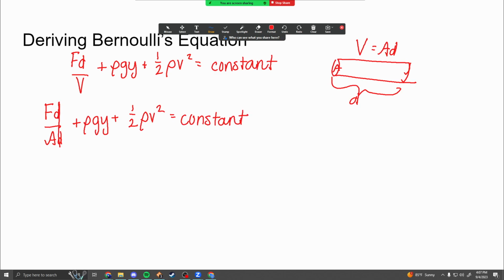Cancels. And I can look at force over area. That's perfect. That's pressure. So pressure plus rho gy plus 1/2 rho v squared is a constant. And this is what is called Bernoulli's equation.